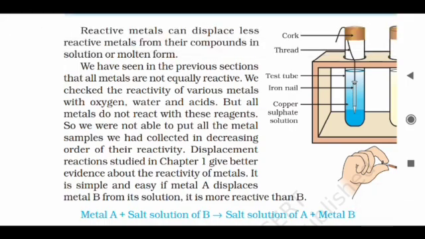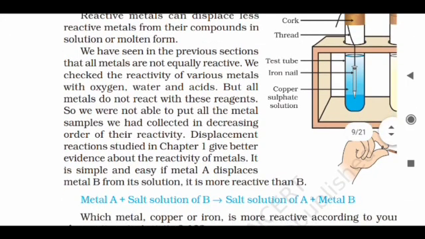We have seen in the previous section that all materials are not equally reactive, meaning different materials have different ability of doing reactions. Some are highly reactive, some are less reactive. We checked the reactivity of various metals with oxygen, water and acids, but all metals do not react with these reagents. So we were not able to put all the metal samples we had collected in decreasing order of their reactivity. The displacement reaction studied in chapter 1 gives better evidence about the reactivity of metals.